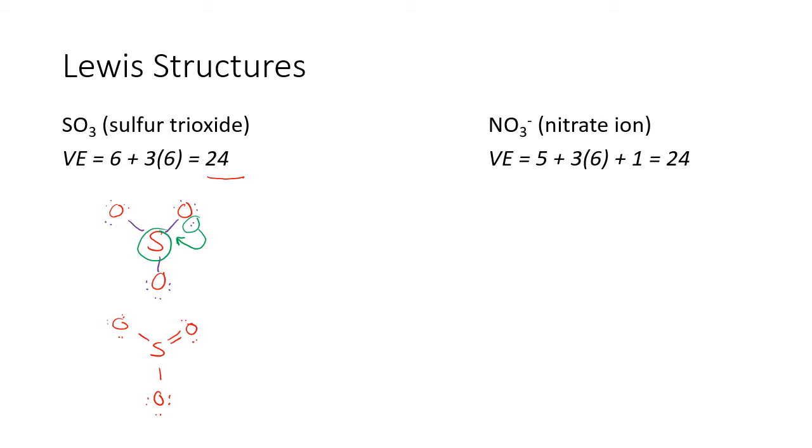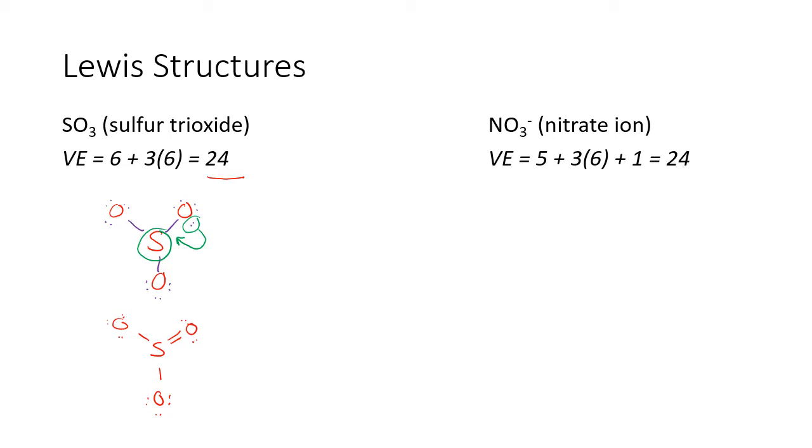But in reality, the real structure of SO3 is a hybrid structure where the bonds aren't different, they are a combination of the double and the single bond. But for drawing a Lewis structure, that's appropriate. And let's do an ion now. So we have NO3 minus, the nitrate ion.